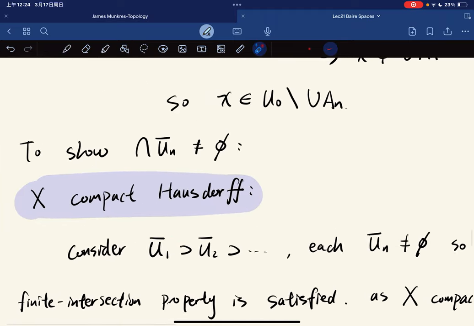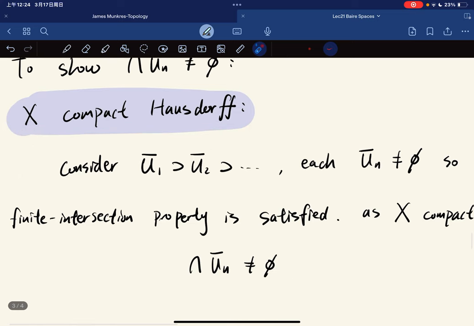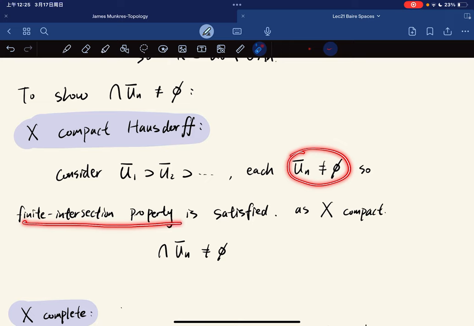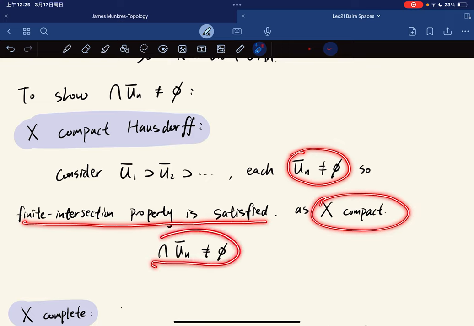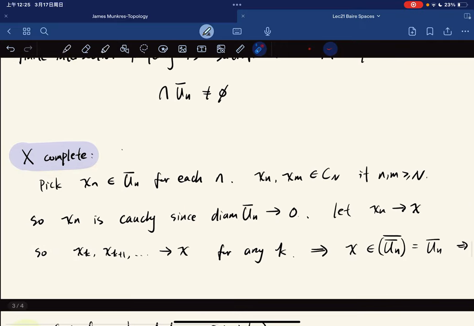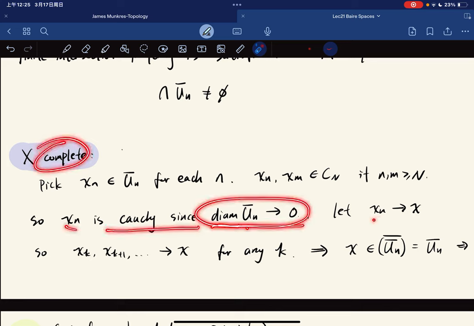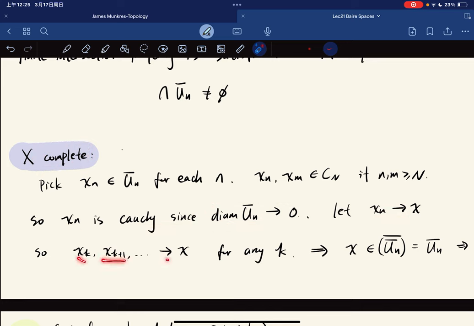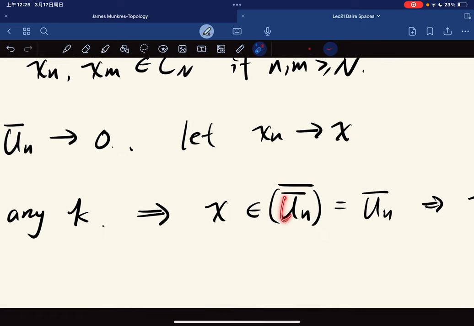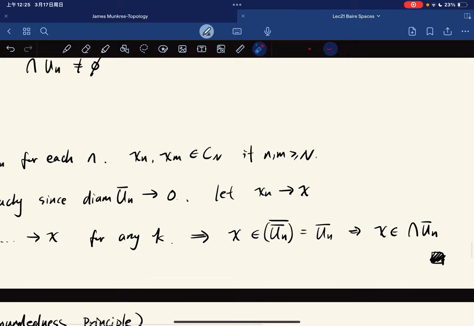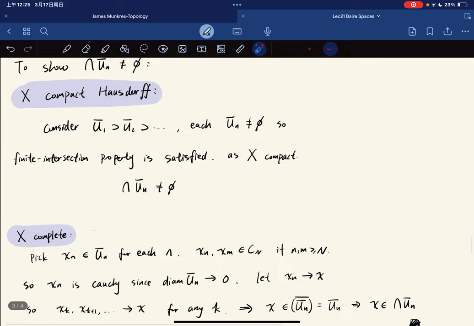Remember, to show this, if X is compact Hausdorff, we just consider the chain, a nested sequence of closed sets. Each is non-empty, so the finite intersection property is satisfied. Because X is compact, their intersection must be non-empty. Now, if X is complete, for each closure of U_n, we pick an x_n, so x_n, x_m is in the closure of U_n for n large. So x_n is Cauchy, since the diameter goes to zero. Here we use this to find a Cauchy sequence, and X is complete, so it converges. So x_k, x_{k+1}, ... converges to x for any k, right? So x is in the closure of U_n for each n. So x must be in the intersection. So here we're done, the Baire category theorem.